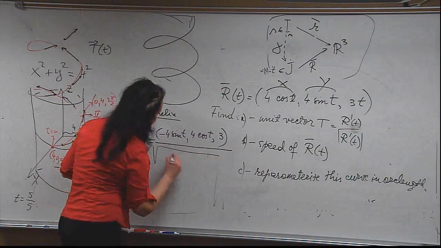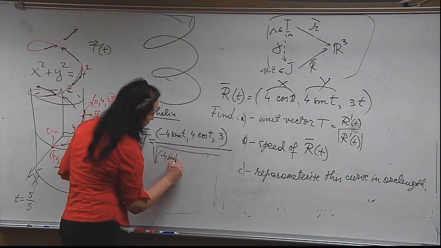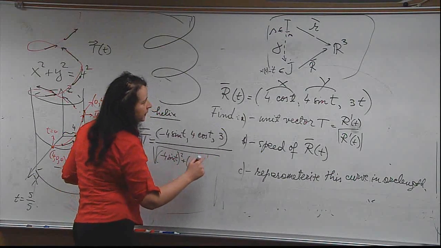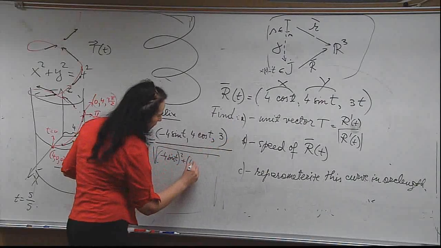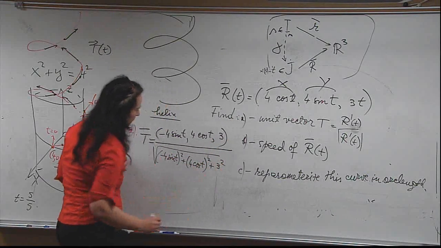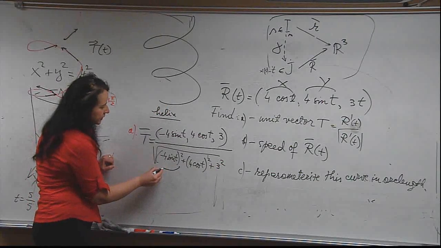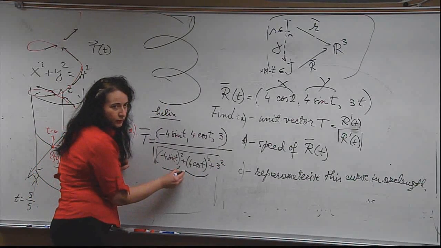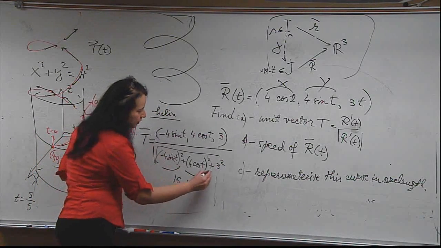You plugged in 0 for t, is that what you did? No, I plugged in 0 for t when I started. But when I'm computing, I don't plug anything in, I just do it in general. I said 16 sine squared plus 16 cosine squared is 16 times 1, plus 9.